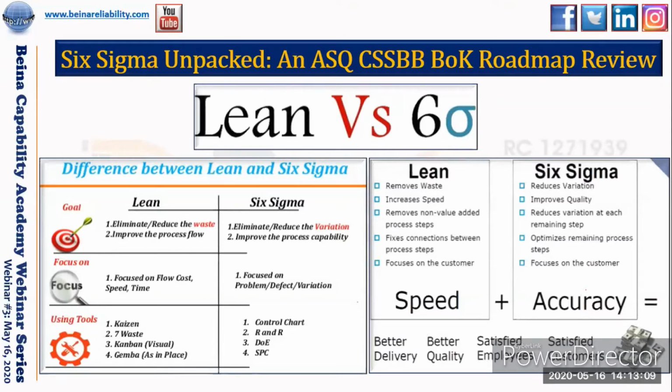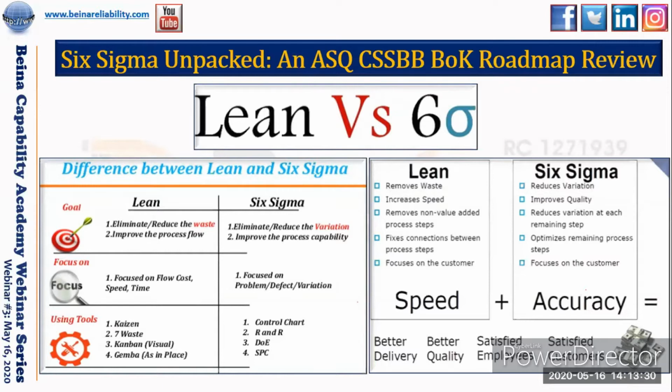Now, in Lean, you would focus on flow, you focus on speed, you focus on time. Lean is how fast can I get it done? How much more can I produce in this time? But Six Sigma is saying that, in this time of producing, how can I make sure that my defect level is reduced? How can I ensure that variation in the process is reduced?